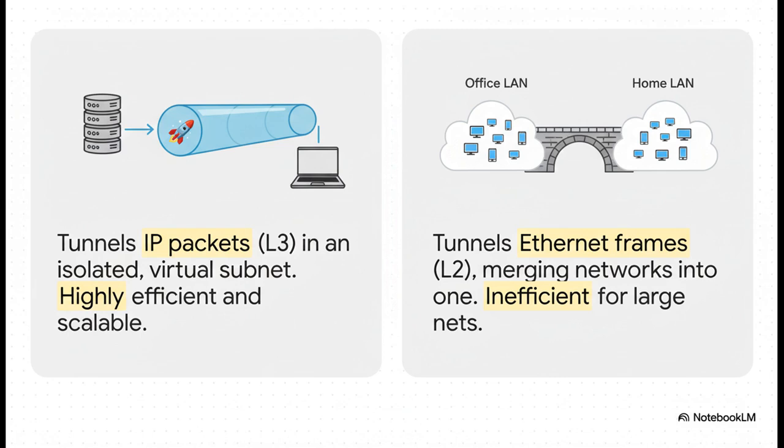Then you have bridging mode. This operates a layer deeper, at layer 2, tunneling raw Ethernet frames. This basically stretches a virtual Ethernet cable across the internet, making it seem like your remote computer is physically plugged into the office network. It's amazing for some very specific uses, but it can get messy and inefficient fast. So the bottom line: routing is for scaling up, bridging is for making things look local.